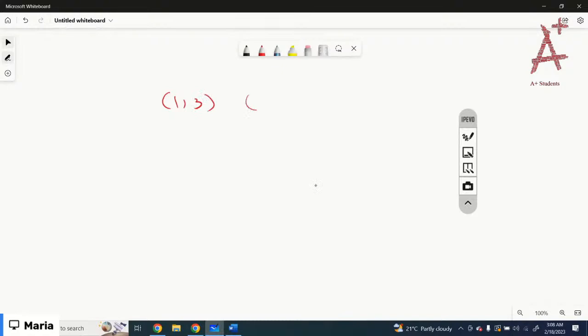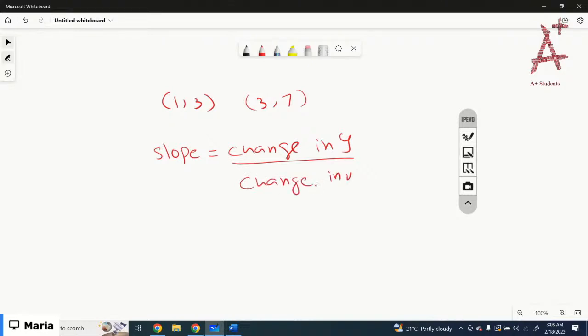1, 3 and 3, 7. Okay, so the slope is change in y divided by change in x. So change in y, here is x2, y2, x1, y1. So the change is y2 minus y1, 7 minus 3, divided by 3 minus 1.